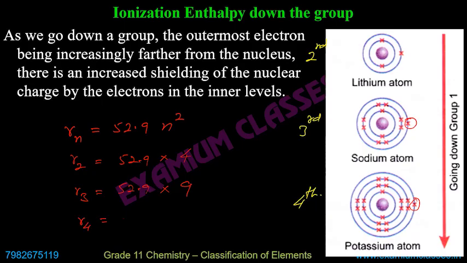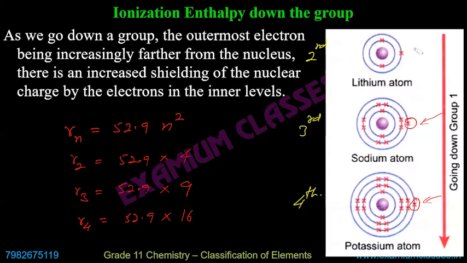And r4 will be 52.9 into 4 square, that is 16. So it is not triple. From here, double, triple, no, rather it is 4 times. So the size increases a lot if we move from lower shell to higher shell. Because size increases substantially, the electron becomes far away from the nucleus, and it becomes easier to remove the electron. Electron is not as tightly bound here as it was here.